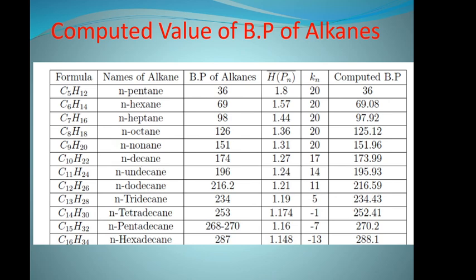Without having the molecules, just by mathematical calculation, we can compute the boiling point of alkanes. This is a major application of this topological index. In such a way, we can use the topological indices to find the boiling points or the physical and the chemical properties of various chemical compounds in chemistry.